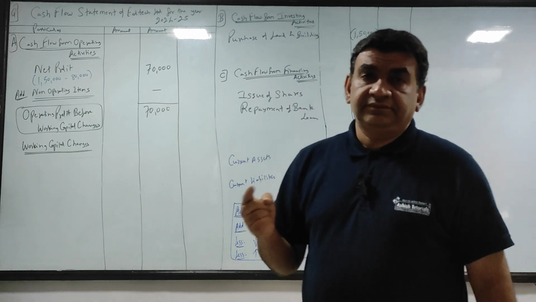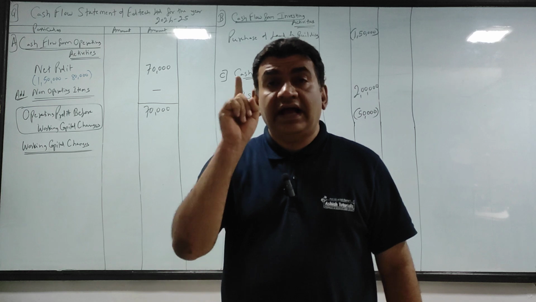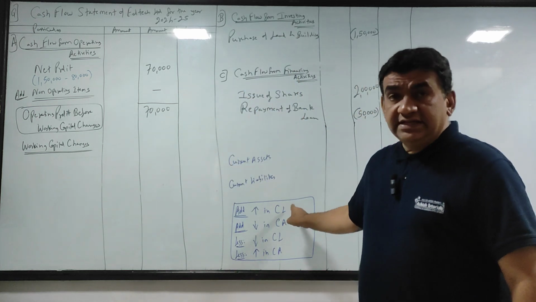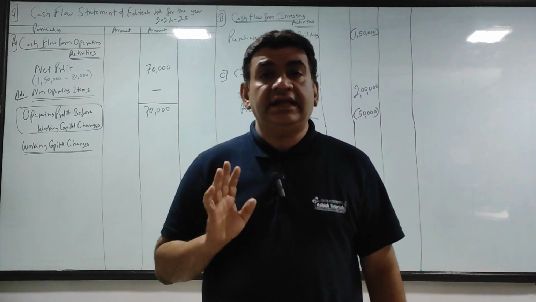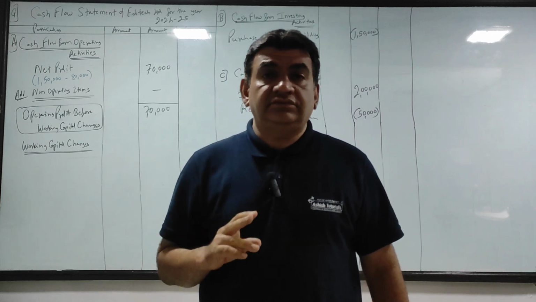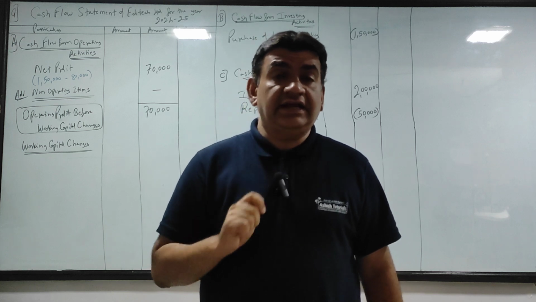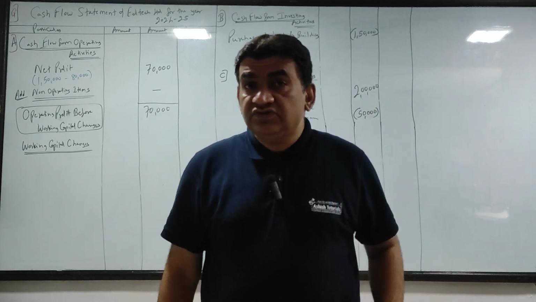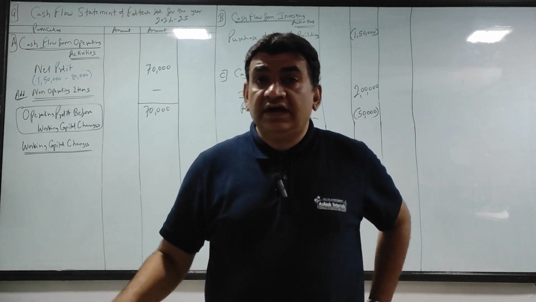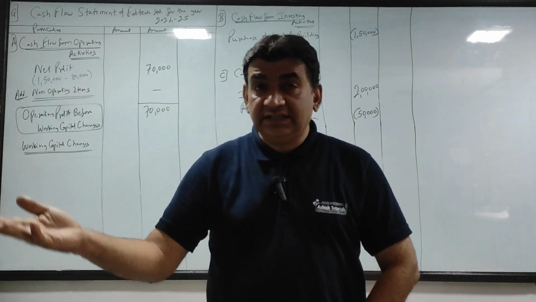Why? Suppose creditors, add. What do we do? Increase in current liability. Last year 50, current year 80. I'm giving an example, a 30,000 increase. Now why do we add increase in current liability? At the end of last year I had to pay 50,000, at the end of the current year I have to pay 80. That means my liability has gone up by 30,000.